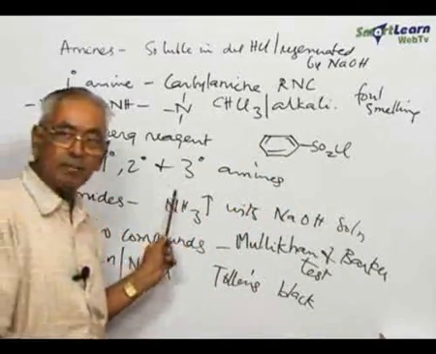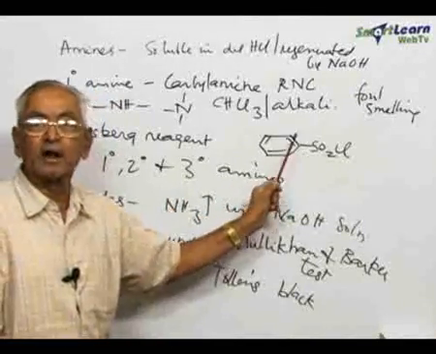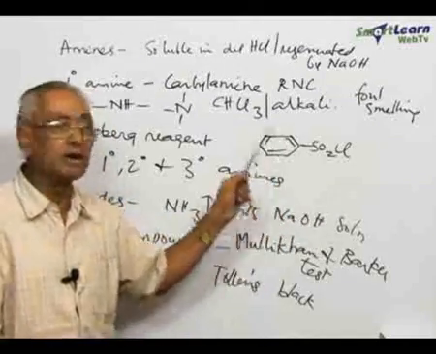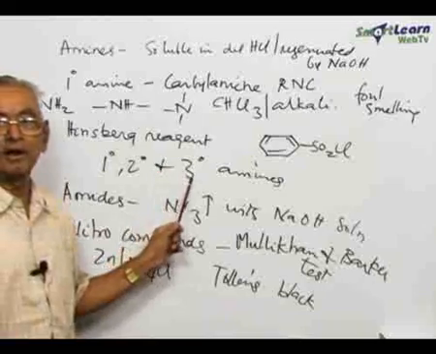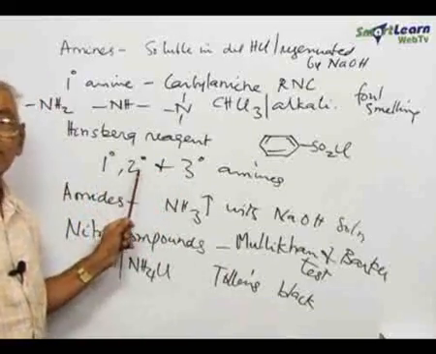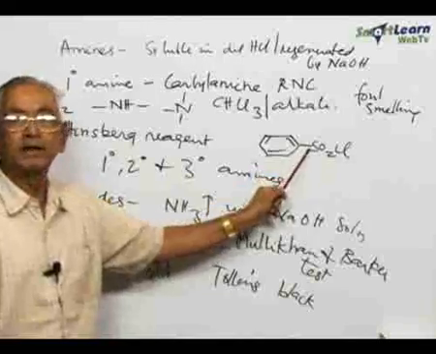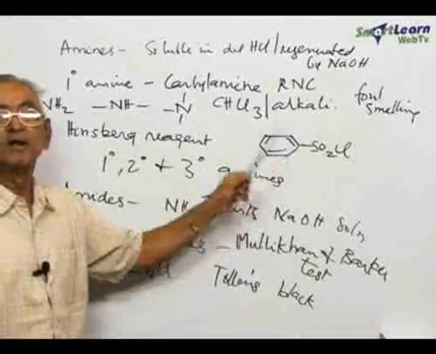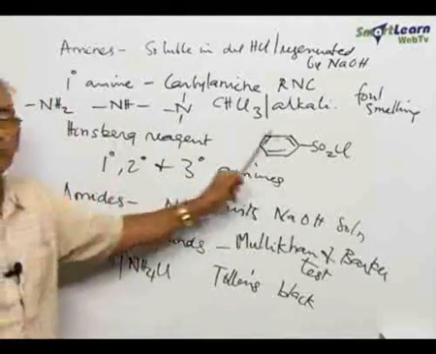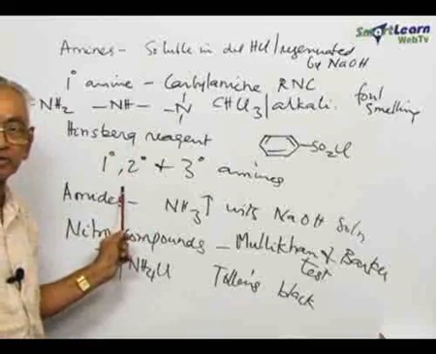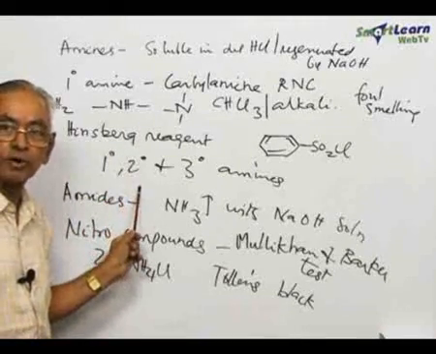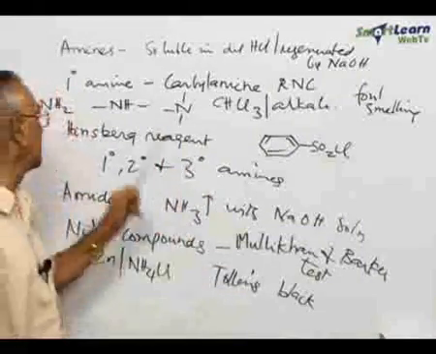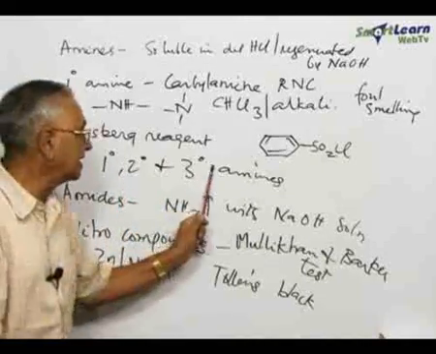In the case of the secondary amine, it will react with the Hinsberg reagent, either benzene sulfonyl chloride or toluene sulfonyl chloride, and form a derivative, but it will be insoluble in sodium hydroxide. But in the case of the tertiary amine, Hinsberg's reagent will not react with the tertiary amine. A primary amine will react with benzene sulfonyl chloride to form a derivative soluble in sodium hydroxide. A secondary amine forms a derivative but it does not dissolve in sodium hydroxide, and a tertiary amine does not react at all. This is one of the methods of distinguishing between a primary, secondary and tertiary amine.